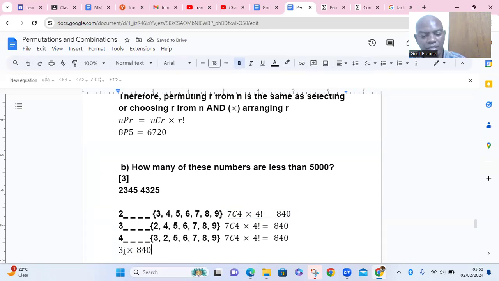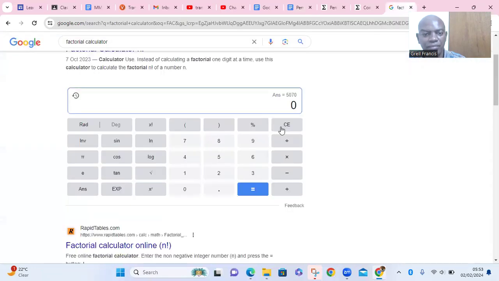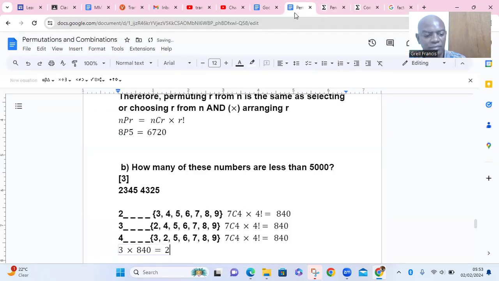And we can rapidly calculate this in our online calculator. 3 times 840 equals 2,520. These are all the 5-digit numbers that are less than 5,000.